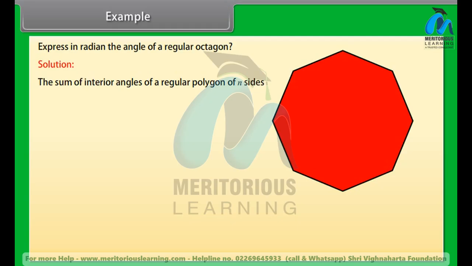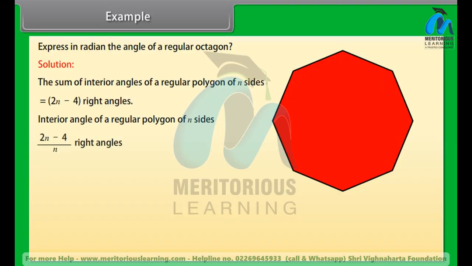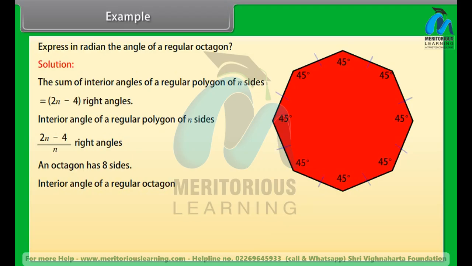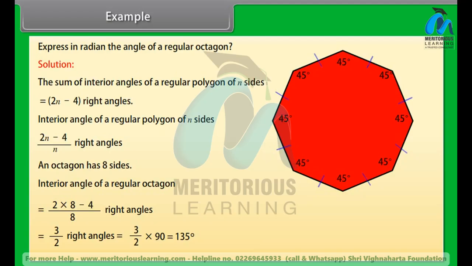Example. Express in radian the angle of a regular octagon. Solution. The sum of interior angles of a regular polygon of n sides is equal to 2n minus 4 right angles. Interior angle of a regular polygon of n sides is (2n minus 4) by n right angles. An octagon has 8 sides. Interior angle of a regular octagon is equal to (2 into 8 minus 4) whole upon 8 right angles, which is 3/2 right angles, equal to 3/2 into 90, which is 135 degree.